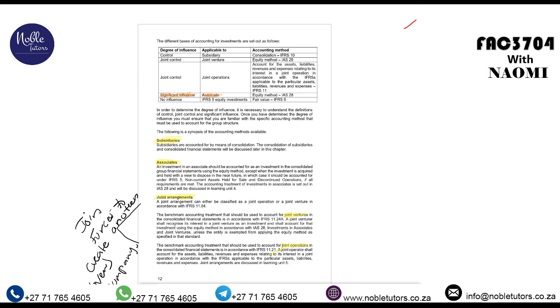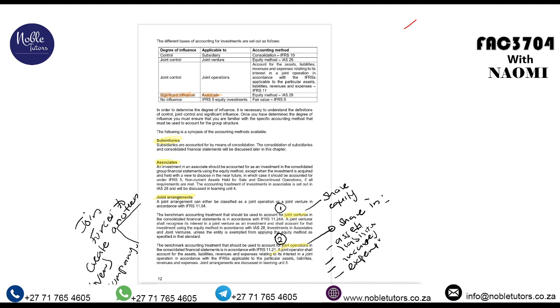And then the arrangement can be split into two. Remember what I said? We've got joint venture and joint operation. In a joint venture, we share the equity of the company. In a joint operation, we share in assets, liabilities, income, and expenses. In all of that, we share in the percentage that we have put in. If it's 60-40, we share 60-40. If it's 50-50, we share 50-50.